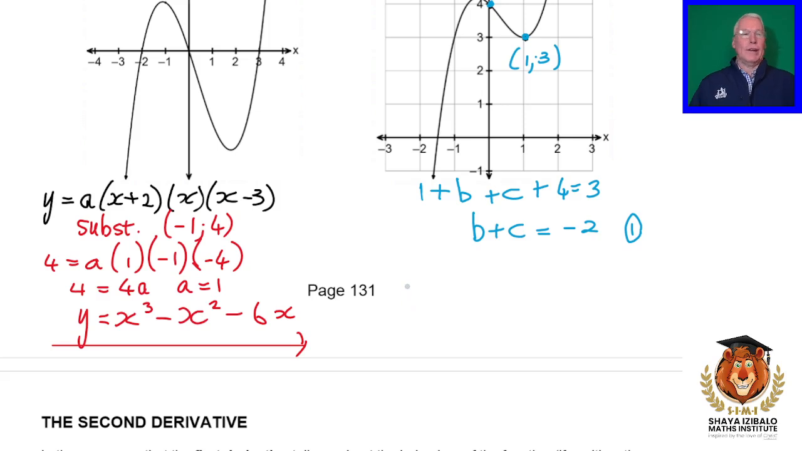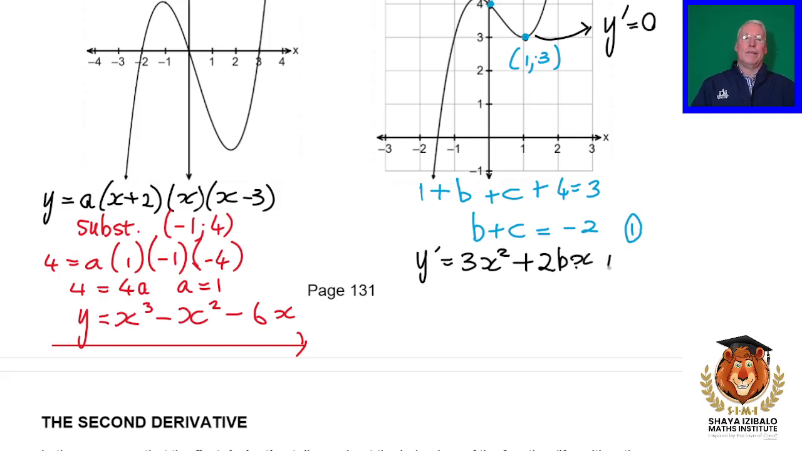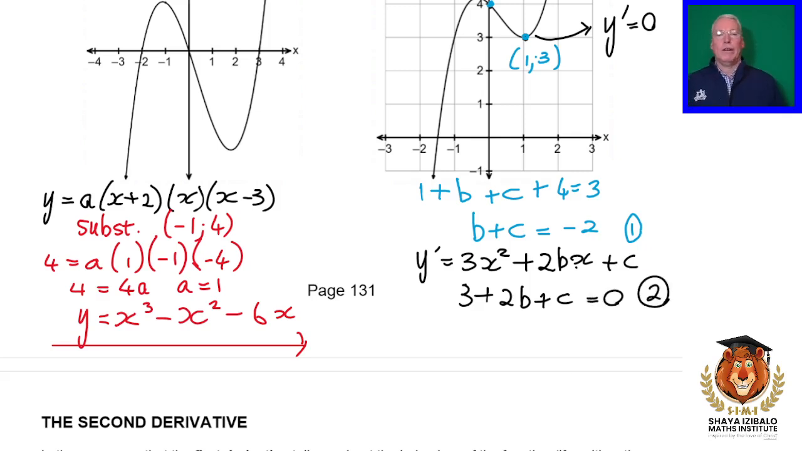And the other equation is going to come about because we know that the derivative, the gradient at 1, is 0 because this is a turning point. At this point, y dashed is 0. So let's work out what y dashed is. y dashed is actually 3x squared plus 2bx plus c. And when we put 1 in here, we must get 0. So we get 3 plus 2b plus c equals 0. And that's our second equation. Now we need to solve these two equations simultaneously.